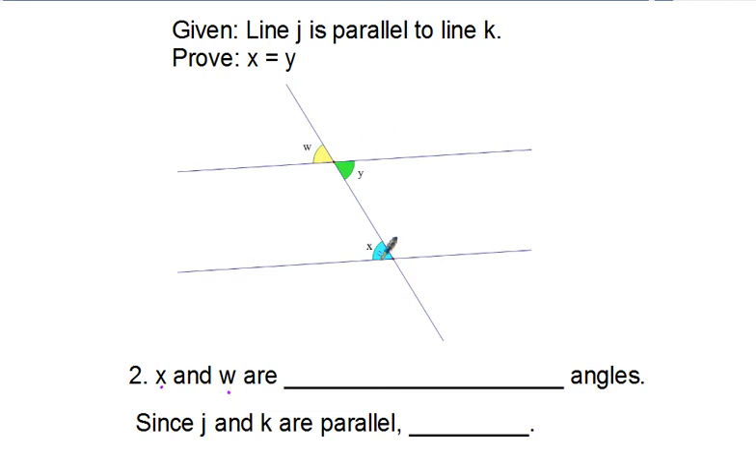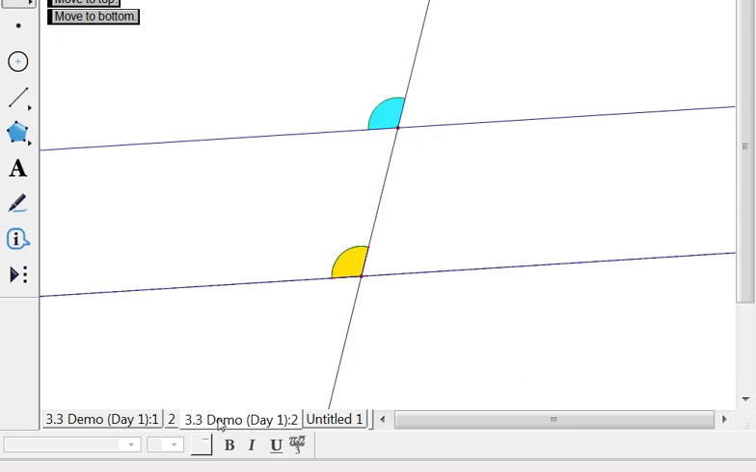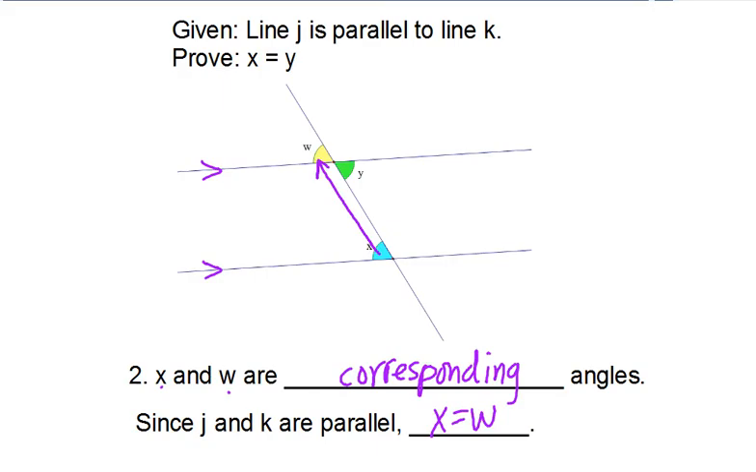You can see that if you were to perform a translation, x would map to w, which we call corresponding angles. And we know that when two lines are parallel, the corresponding angles are congruent, so that tells us that x is equal to w. And here's a quick visual to go along with that. We see that the yellow angle maps via a translation to the blue angle. So x is equal to w.